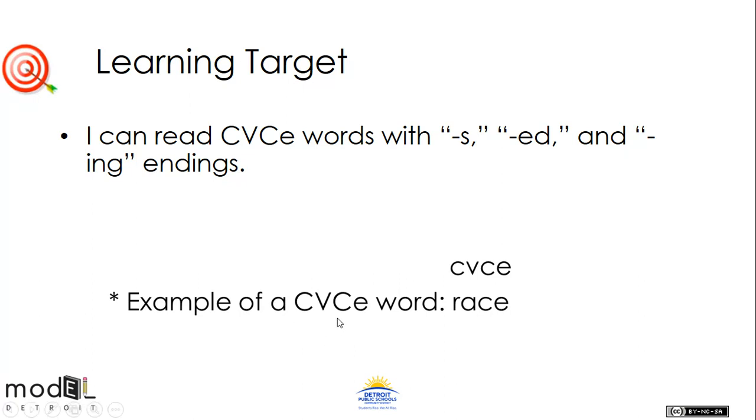Boys and girls, if you don't remember what the letters CVCe stand for, C is for consonant, V is for vowel, C is for consonant, and then we have silent E. If we look at the word race, we see that it has the CVCe pattern.